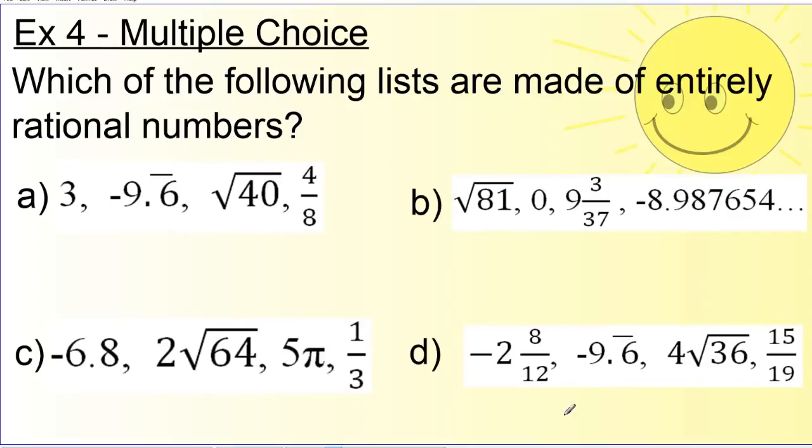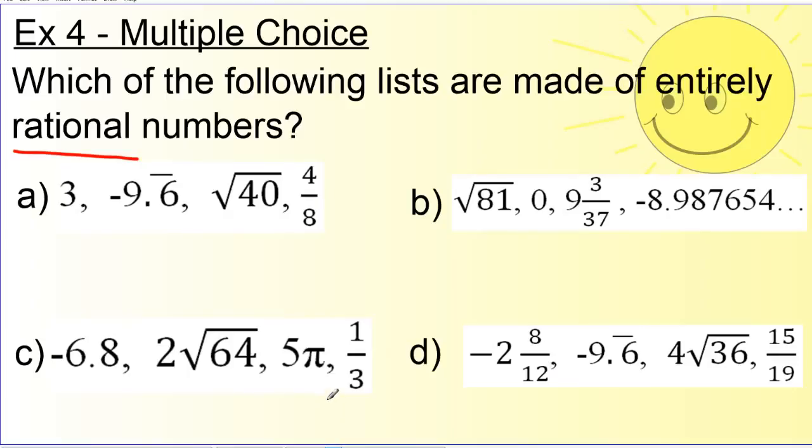I believe this is the last problem. Multiple choice. Which of the following lists are made of entirely rational numbers? So we're looking for only rational numbers. We want to figure out, and probably the best way to do this would be to use elimination. Find the ones that have irrational numbers and cross them off.